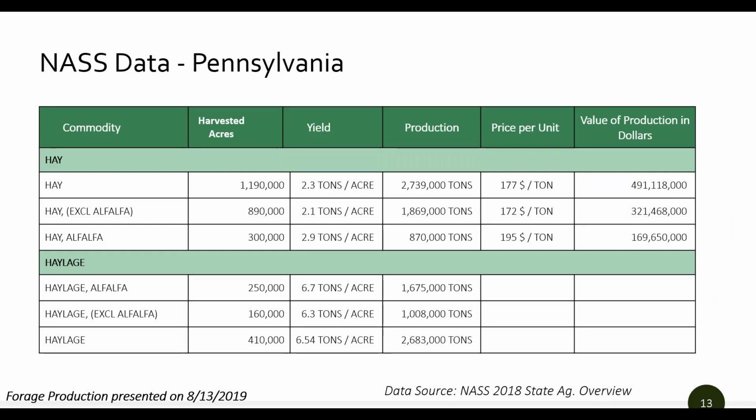Just took this chart from NASS data for the state of Pennsylvania. Just wanted to get an idea of the number of acres out there, the potential opportunity for forage production policies to insure. Primarily the alfalfa and the hay alfalfa acres are what we're looking at.